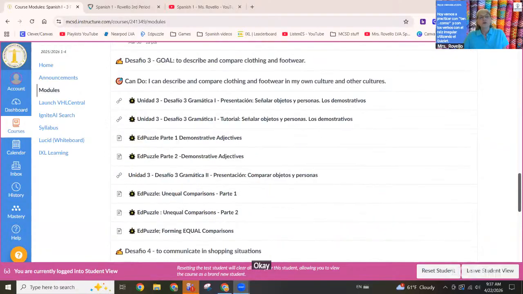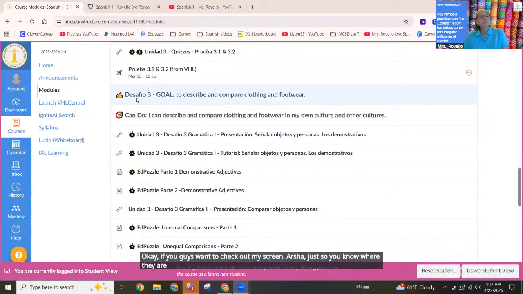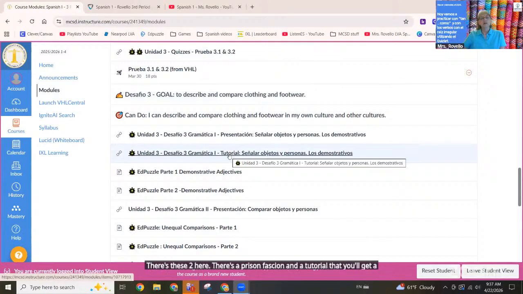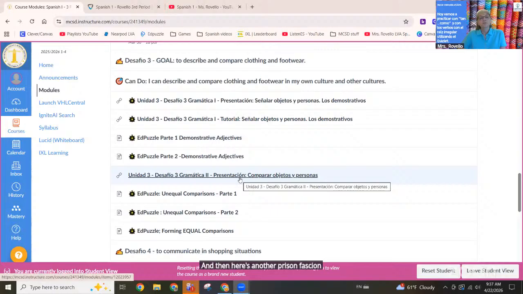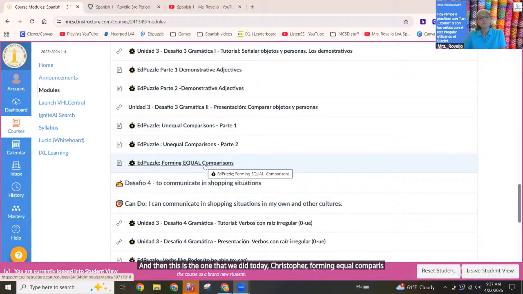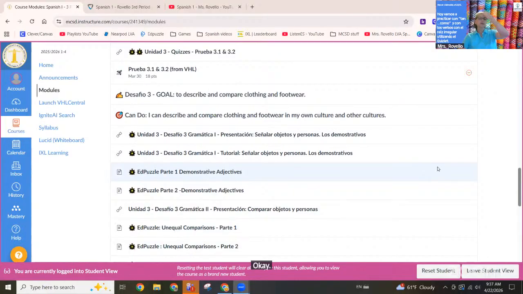Okay, if you guys want to check out my screen, Arshus, just so you know where they are. They're in Unit 3, Desafío 3. There's these two here. There's a presentación and a tutorial that you'll get a point for by checking those out. And then here's another presentación for comparisons. And then this is the one that we did today, Christopher, forming equal comparisons. Okay. So you guys can check those out.